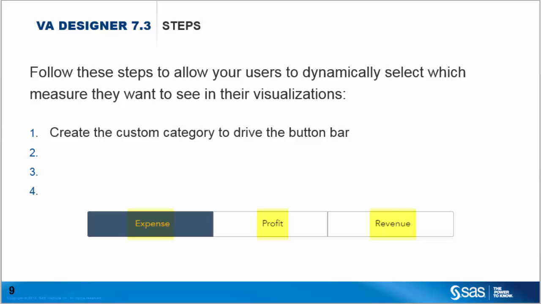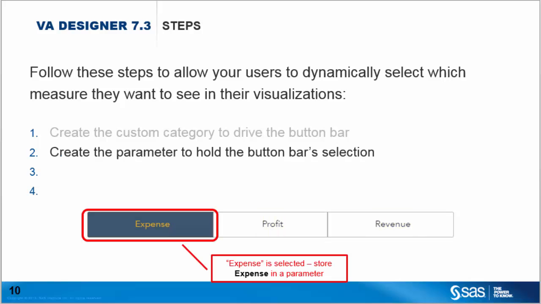First, we need to create a custom category to drive the button bar options. In this example, we will need to create a custom category with the options of expense, profit, and revenue, as you can see highlighted here. Second, we will need to create the parameter to hold this button bar's selection. In this example, we will need to create a parameter to hold the value expense.